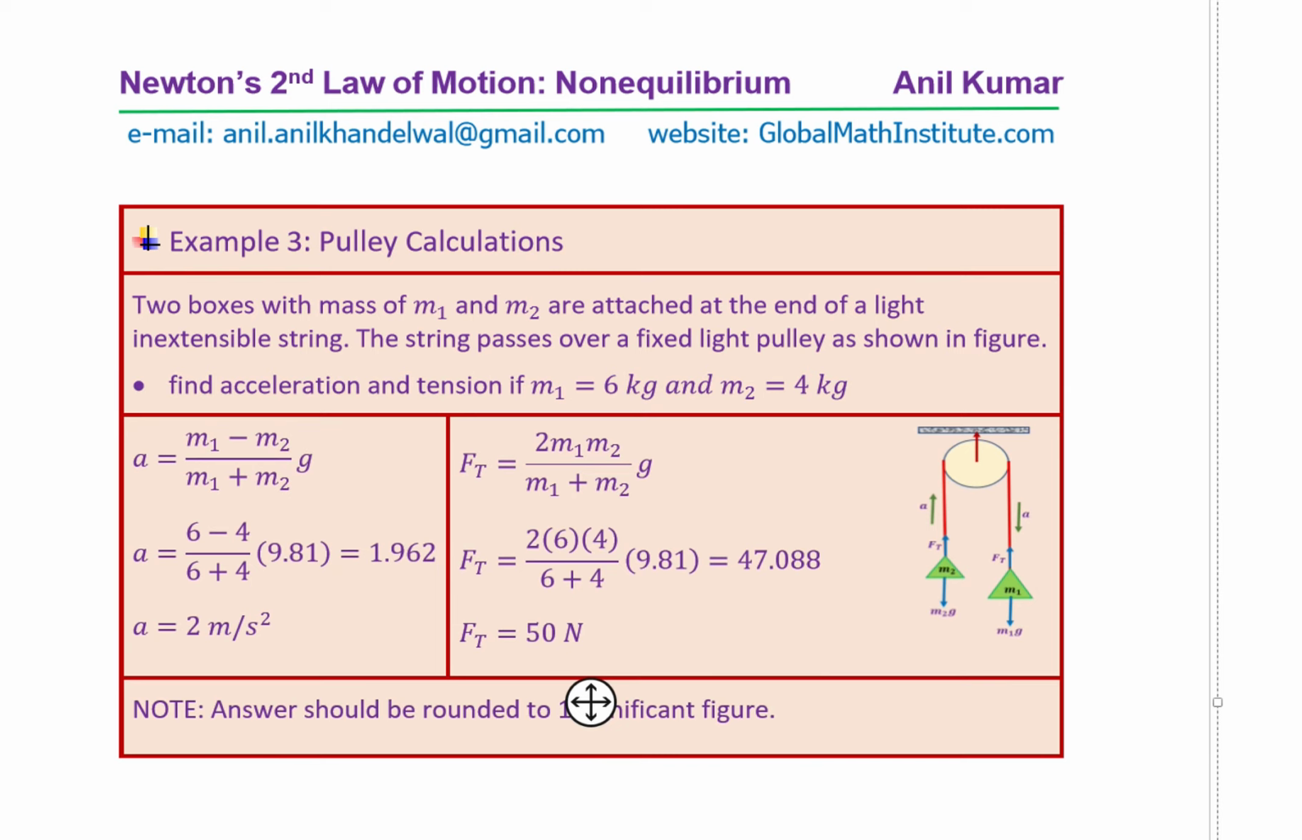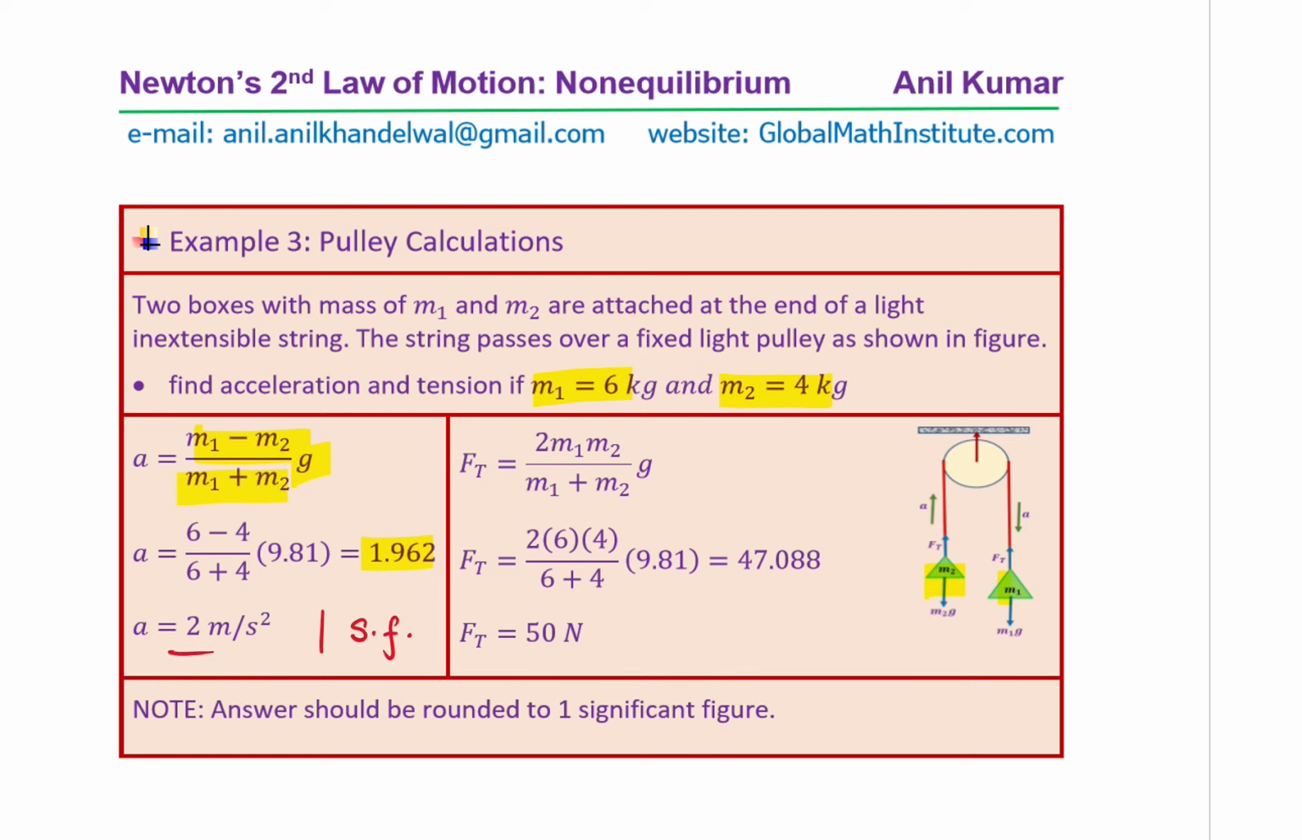We're taking an example. So here is an example with you. What I have done here is given values to the two masses. Two boxes with masses m1 and m2 are attached at the ends of a light inextensible string. The string passes over a light pulley as shown in the figure. Find the acceleration and the tension. Mass m1 is 6 kg, m2 is 4 kg, right? So we have given values to these masses. Acceleration is the difference of these masses divided by the sum, times g, and you get a value. Now, in this particular case, you should write your answer to one significant figure, correct?